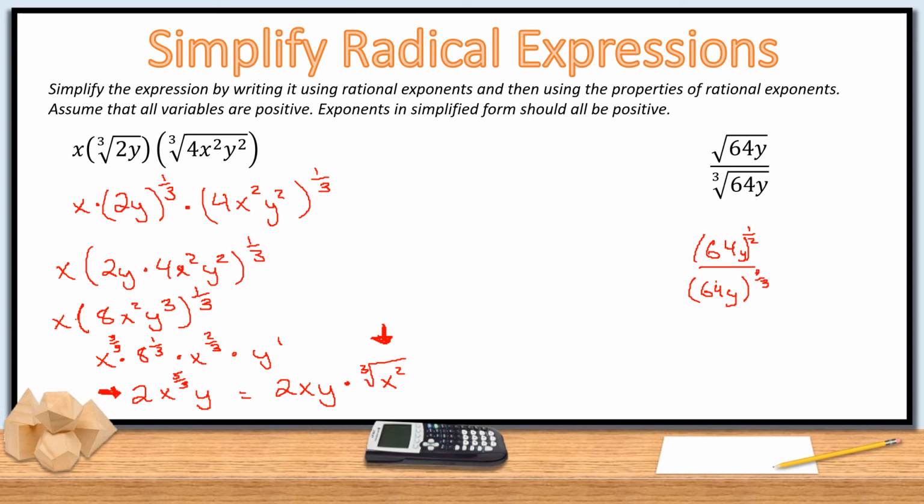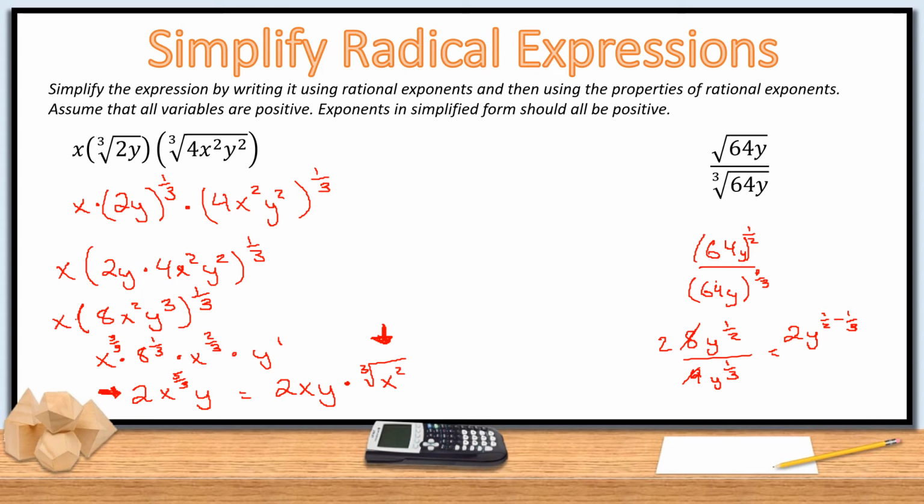All right. I would probably distribute at this point. Like I know that 64y is technically the same base, but I would just get the 64 out of there. So square root of 64 is 8. So it's going to be 8 times y to the power of a half. And the cube root of 64 is 4. So 4y to the power of a third. And then 8 divided by 4, that simplifies down to be 2. Now we just have to worry about the y part. So it would be 2y to the power of a half minus a third, because they are divided.